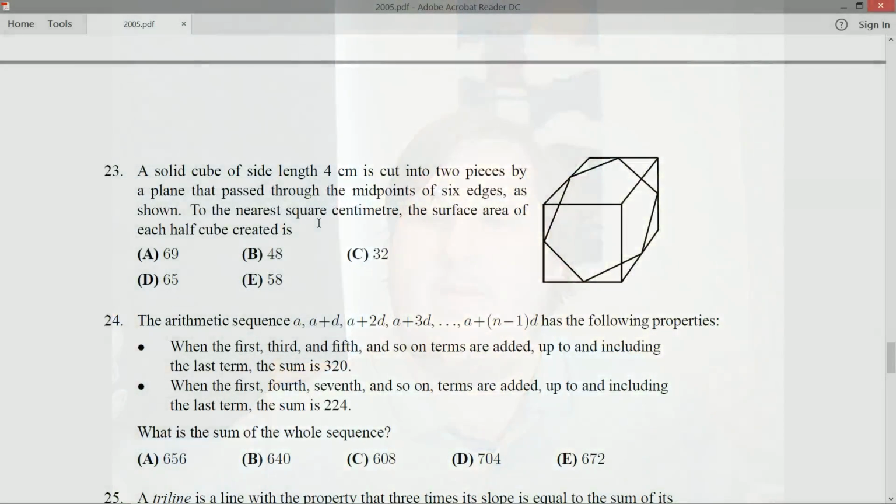But if we take a look here, C32 is right out. B48 is likely out because there's almost no way this hexagon has less than 1 unit of area. So we're looking at things like 69, 65, and 58. And if we start to get an intuition of how big the hexagon is, we can likely narrow it down. I'm betting it's probably A or D, but right now it's sort of a guess out of 3 if they called time, and that's something to be aware of.